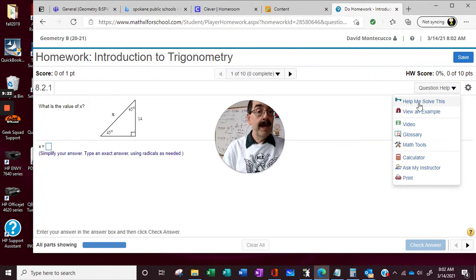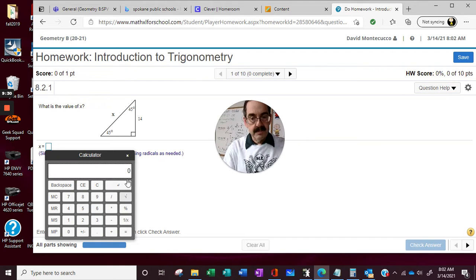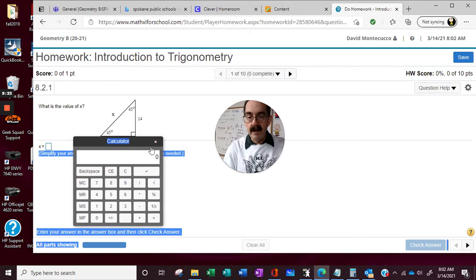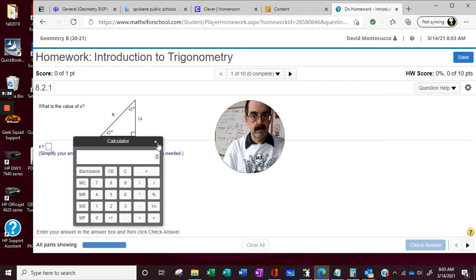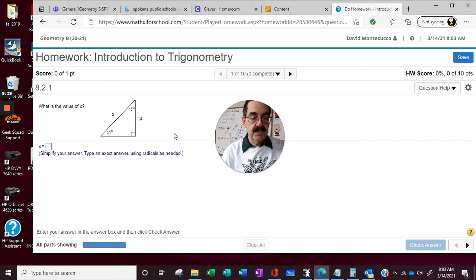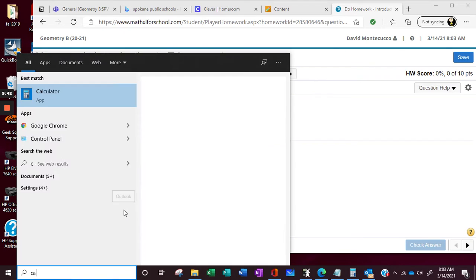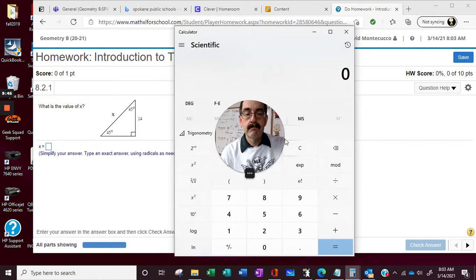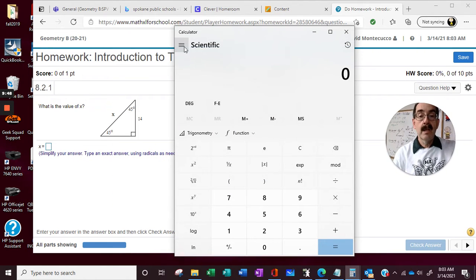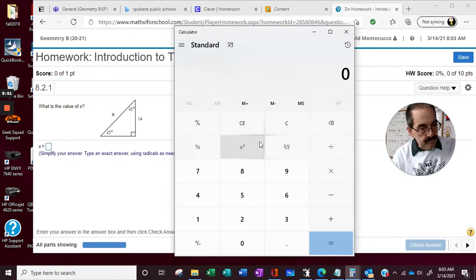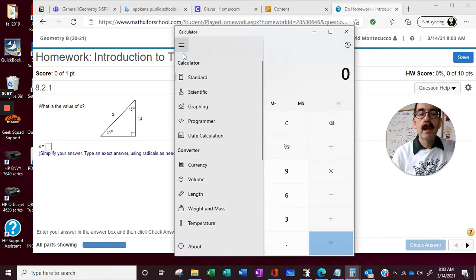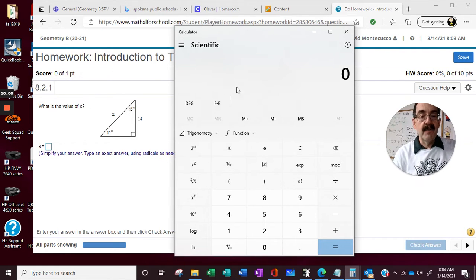Question help, help me solve, view an example, a video. This calculator is worthless, okay? It doesn't meet the needs of this class. Well, then what am I going to do? This entire class, if you just go down into the space bar and click Calculator App, this calculator in the standard form is not going to help us, okay? Not all the time, once in a while. Scientific. This will have everything we need for the entire rest of the year.